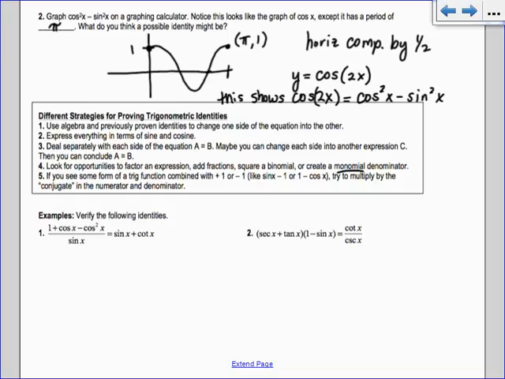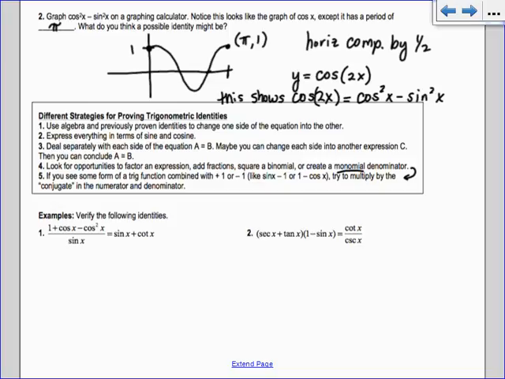And the monomial denominator is what I'm talking about in this next one. It says if you see some form of a trig function combined with a +1 or a -1, so maybe you see sine of x minus 1 or 1 minus cosine of x, those are binomials, two terms. Maybe there's some way that you can make those a monomial. So what we do is we try to multiply by the conjugate. If you had sine of x minus 1, we would multiply by sine of x plus 1. Or if you had 1 minus cosine of x, we multiply by 1 plus cosine of x. And that sometimes gives you a Pythagorean identity on the bottom. We'll do that in several of these examples.